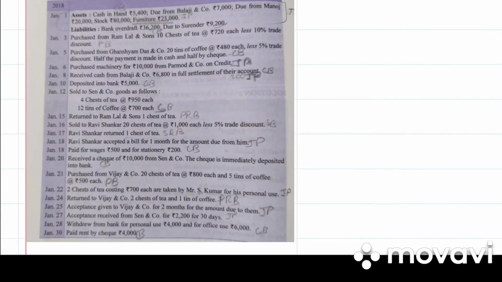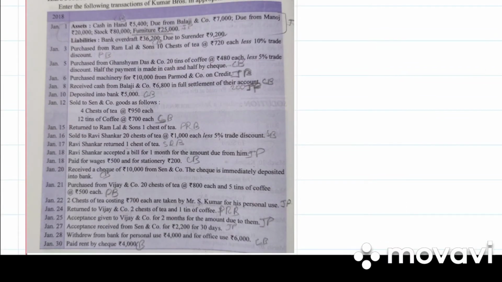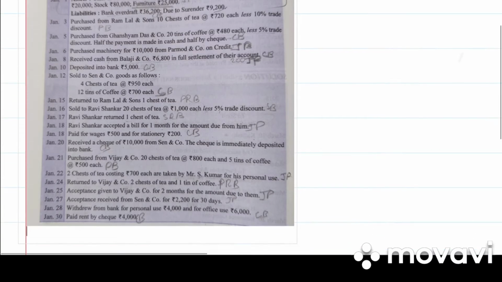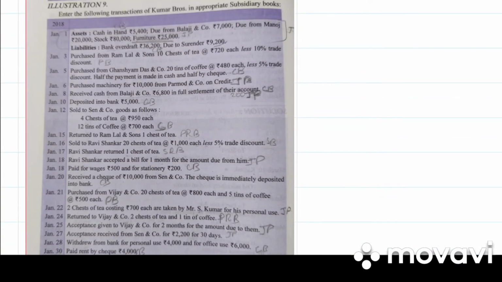Let us work out the last problem of this chapter. Enter the following transaction in appropriate subsidiary book. So we need to classify under which subsidiary will each transaction be written. They have given us January 1st asset cash in hand. It will be in the cash book, opening balance. Due from Balaji and Co., due from Manoj, stock, furniture. All this will be written in journal proper.